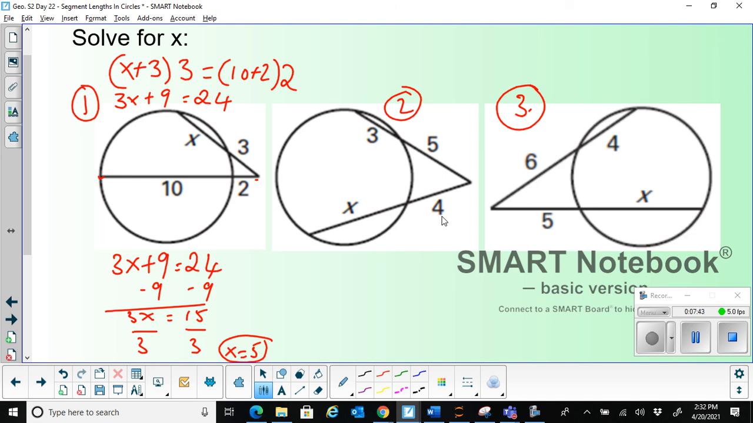Okay, I want you all to try problems 2 and 3. I'll just give you another couple of minutes, then we will go over the solution. Okay, let's go over the solutions for problems 2 and 3.